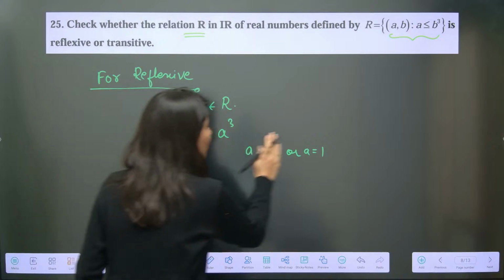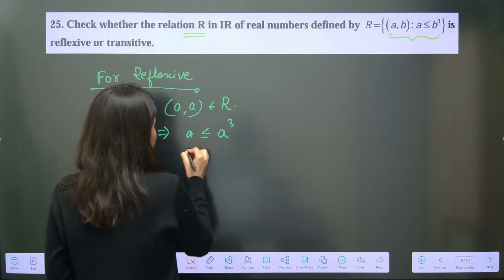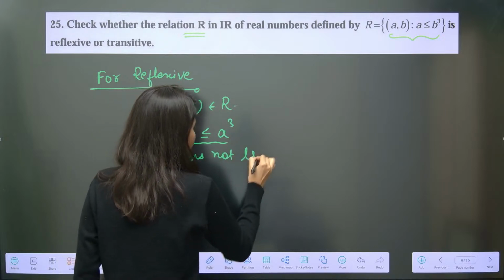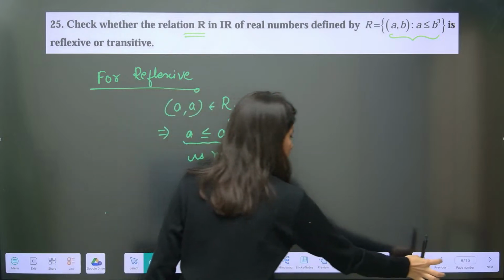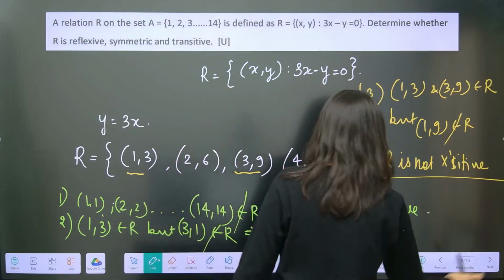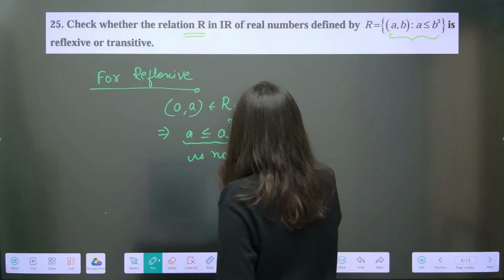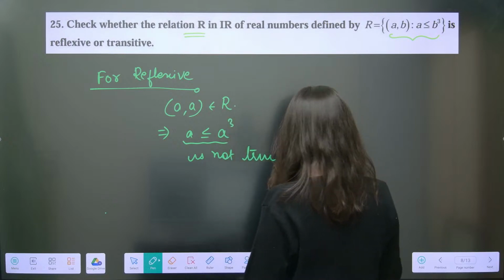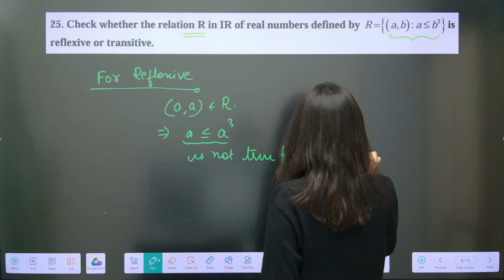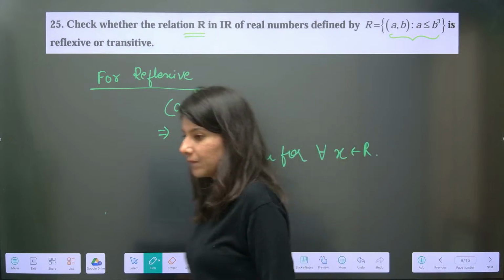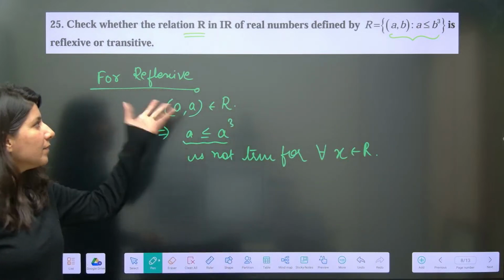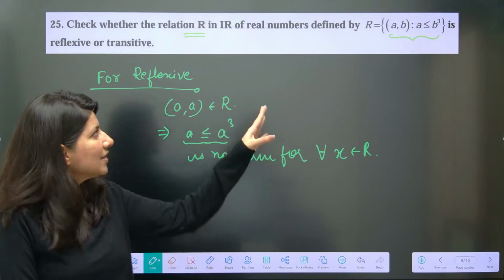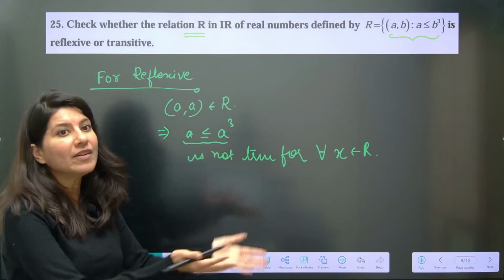Is it true for... So, see, this statement is not true for all values of x belonging to R. You must be thinking, ma'am, why are you saying this is not reflexive? Because (0, 0) is satisfying, (1, 1) is also satisfying.